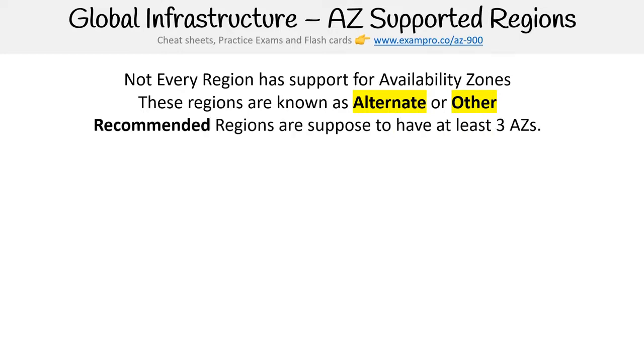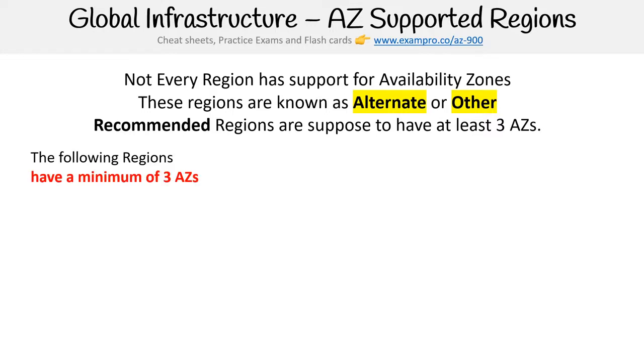Then you have recommended regions, and these are supposed to have 3 AZs. The reason why they might not have them is because it's a newer region, and Azure is promising to add more regions within 12 months or whatever time period they say. But generally, when you have cloud resources, you want to launch them where they have at least 3 AZs.